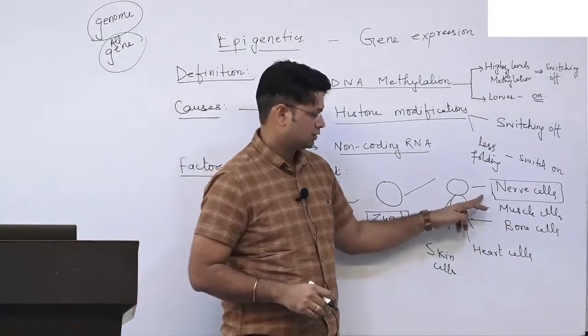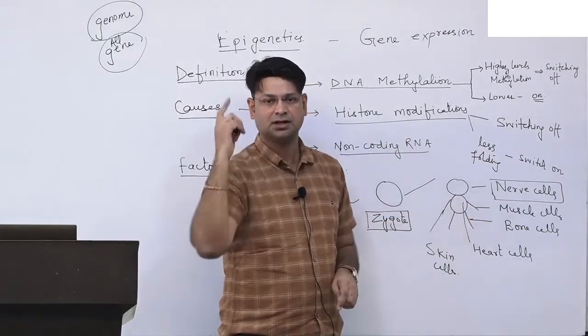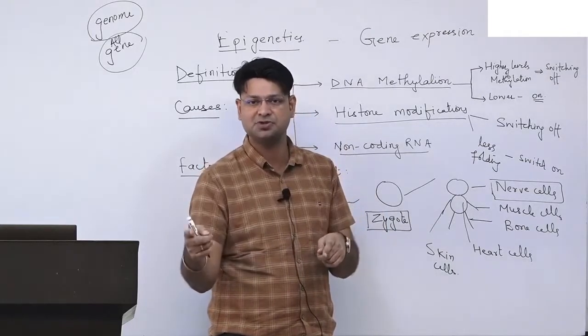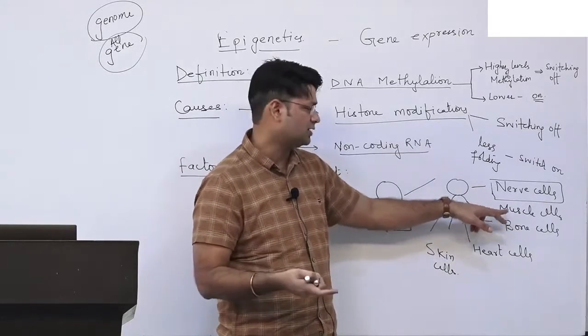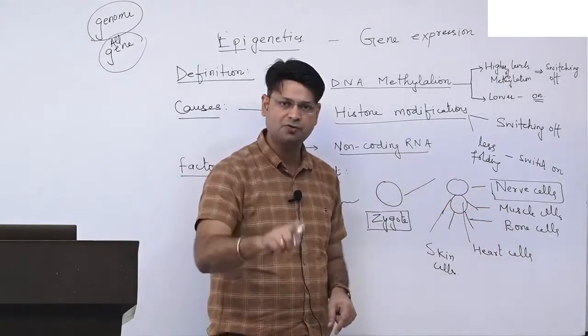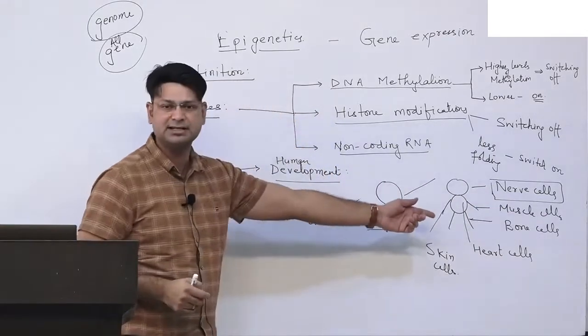In nerve cells, only those genes are expressed which are needed for nerve signal transmission, right? In muscle cells, there are certain genes which are switched off. In the bone cell, certain genes are switched off and certain ones which are required are switched on. So don't you think this is epigenetics?